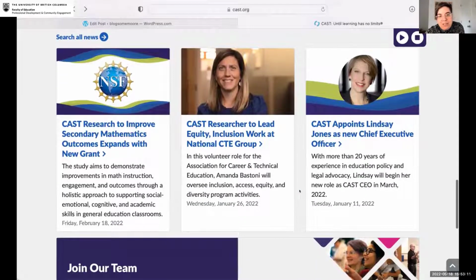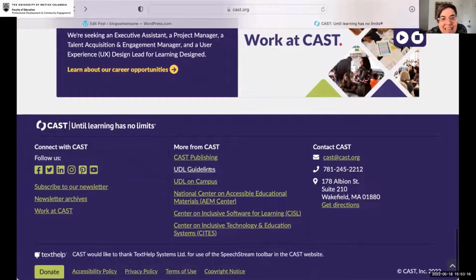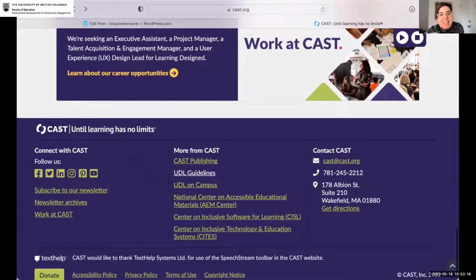By the time I get here, I've lost people. People are like, UDL's not for me. I tried it. It doesn't work. And then you go down here to this tiny, tiny, tiny little button. Look how small it is. It's like in the footnotes, this tiny, tiny little button.